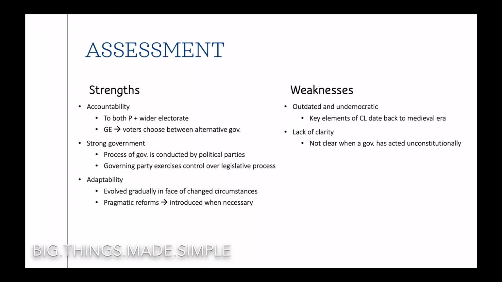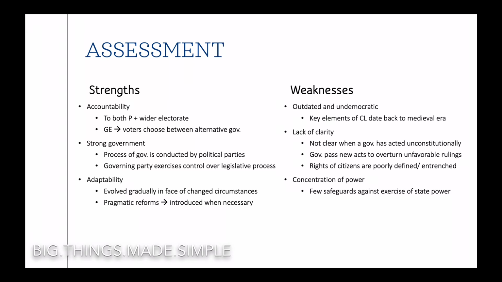Due to the government's control over the Parliament, it is also more than able to pass new acts that could overturn unfavorable Supreme Court rulings. The concentration of power also means that there are fewer safeguards against an arbitrary exercise of state power, and the key tenets of the rule of law are not fully protected. A strong majority government would also be able to force through whatever legislation they desire, which would effectively lead to what Lord Hailsham termed an elective dictatorship.